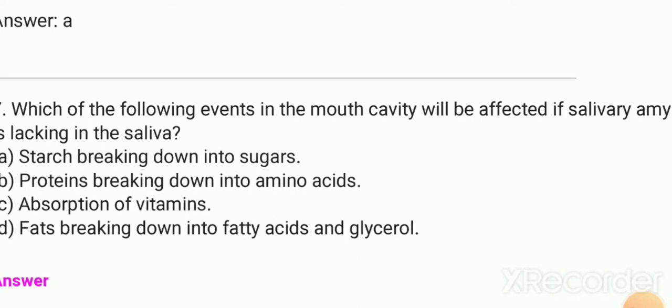So the most common enzyme, salivary amylase, is responsible for the breakdown of starch into sugar. So if our buccal cavity or mouth cavity lacks salivary amylase, then option A, starch breaking down into sugars, cannot be done.